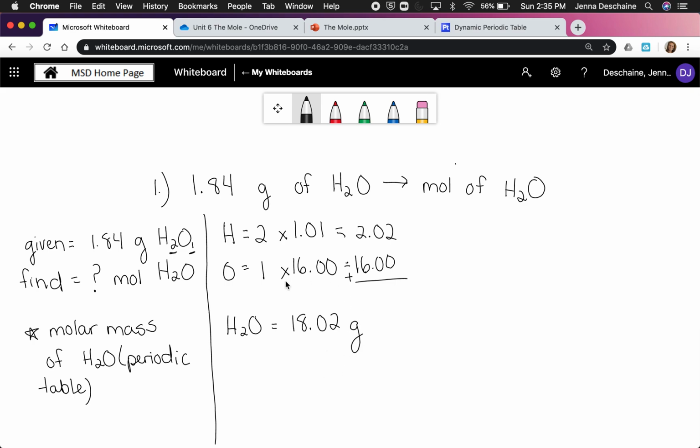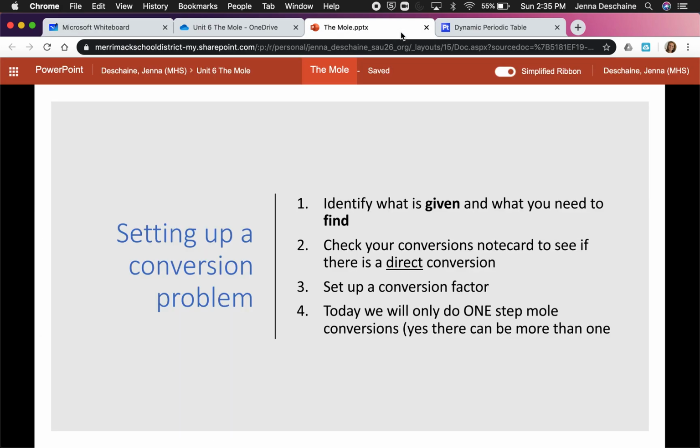So this is going to help me set up my conversion factor, because now I know that for every mole of water, there's 18.02 grams. That's all that means. So now I can move on to step number 3, which is to set up a conversion factor.